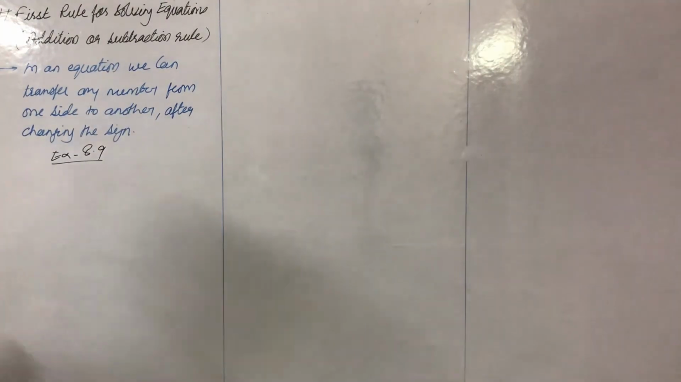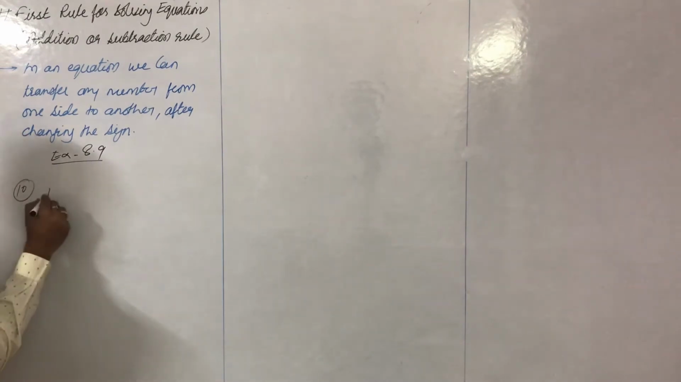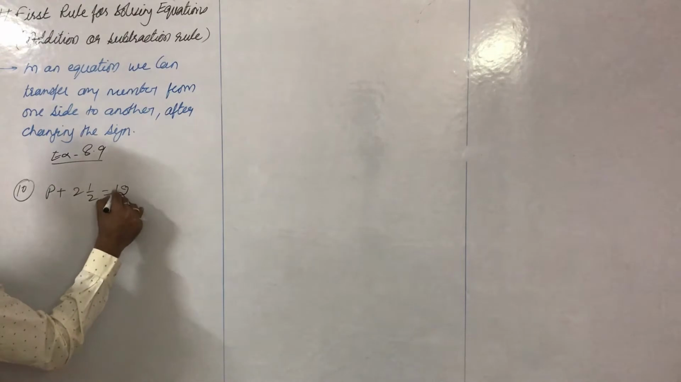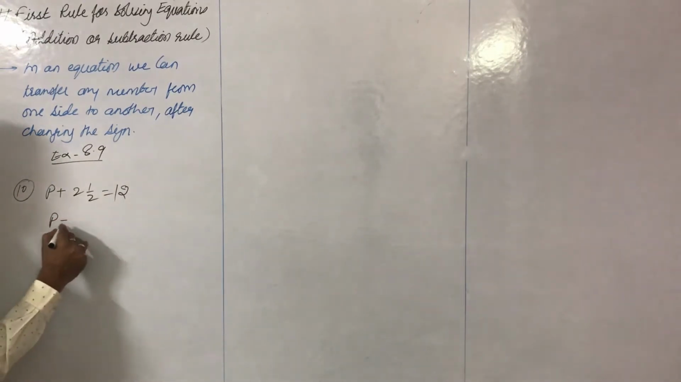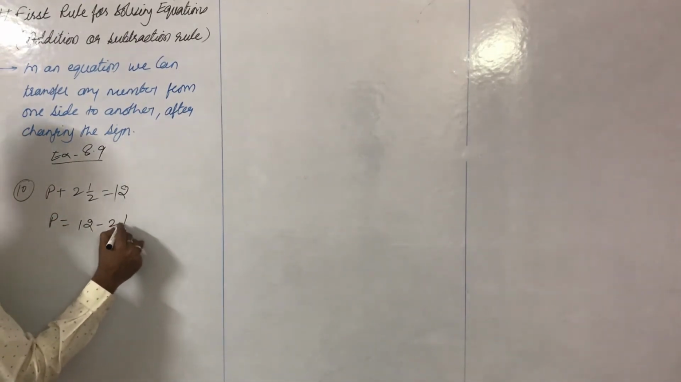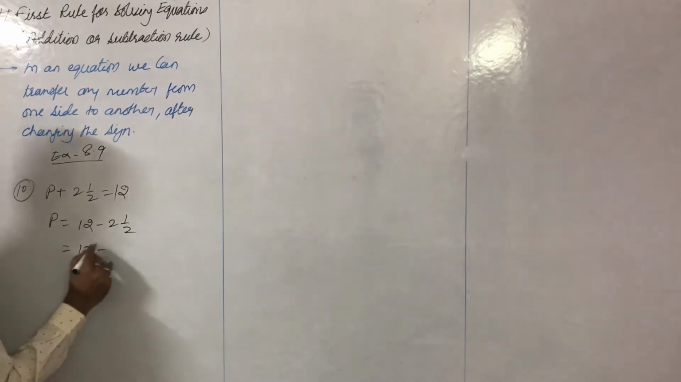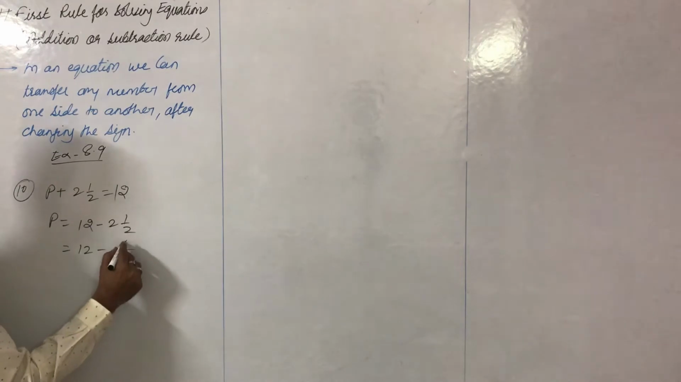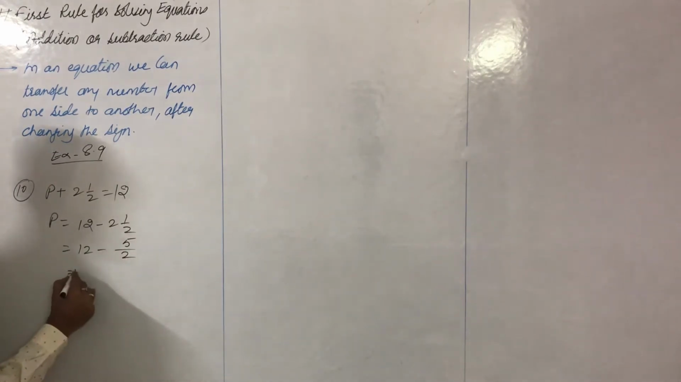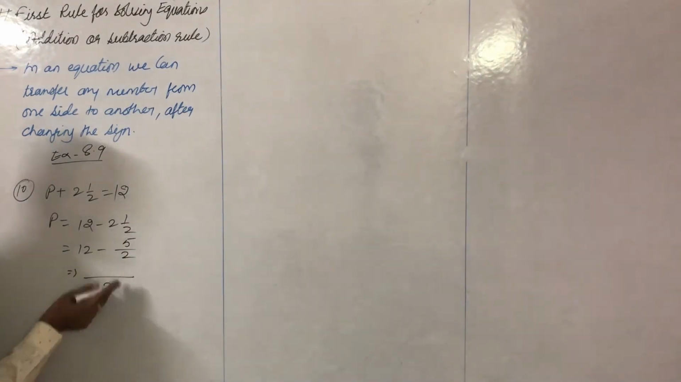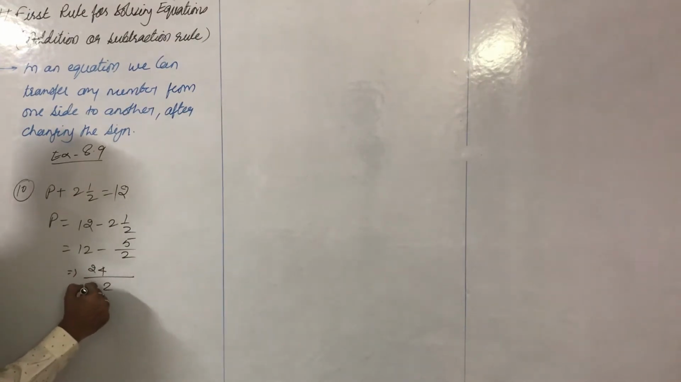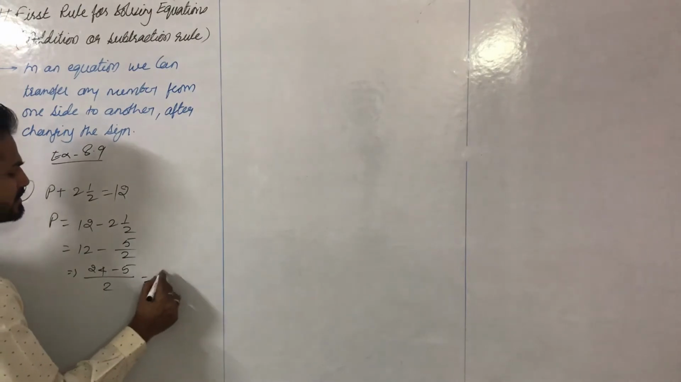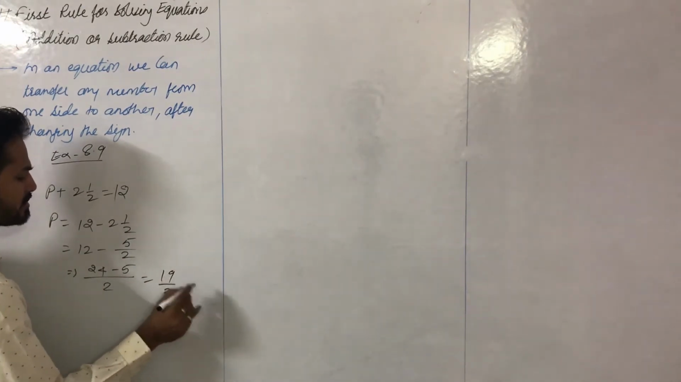Next, question number 10. p plus 2.5 equals 12. So the value of p is 12 minus 2.5. In the next step, first we'll solve this. 2 into 2, 4 plus 1, 5 by 2. Again, LCM is 2, so 24 minus 5. Yes, so 24 minus 5 is 19 by 2.